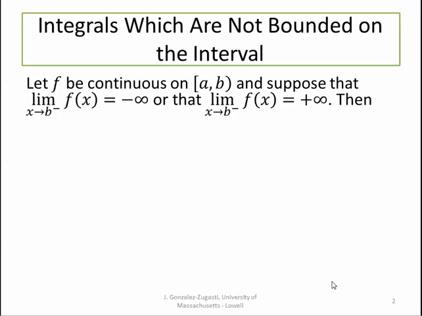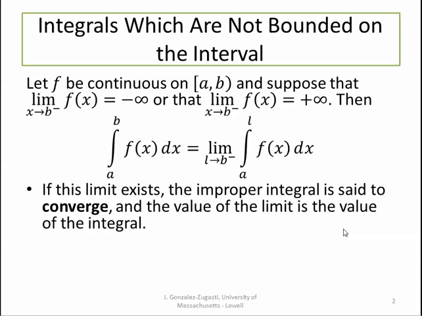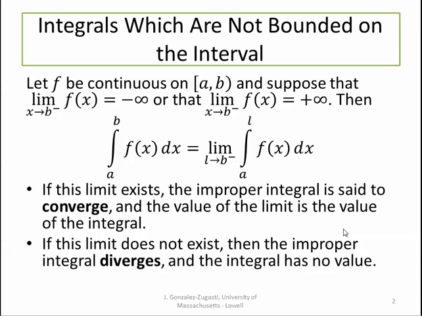And let's suppose the limit as x approaches b from the left of f(x) is either plus or minus infinity. Then we define the integral from a to b of f(x) to be equal to the limit as L approaches b from the left of the integral from a to L of f(x). If this limit exists, then we say the integral converges, otherwise the integral diverges.